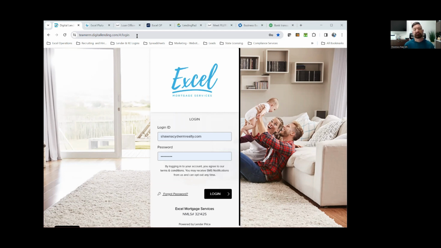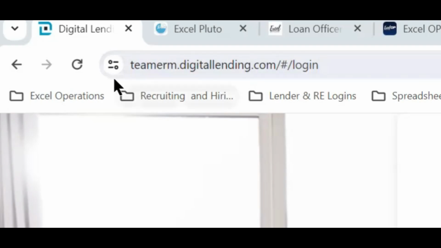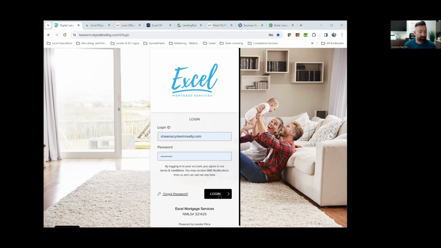Okay. The difference is if you go through LendingPad, it's going to take the information that you have in a file. I'll show you that. And it's going to pre-populate it in the fields, and then you can price out that way. So you can do it either way. I prefer to do it this way. So you'd go to teamerm.digitallending.com, and that's going to bring you to this login. You'll have a login at this site.